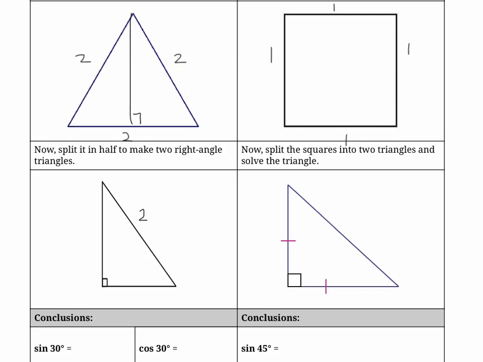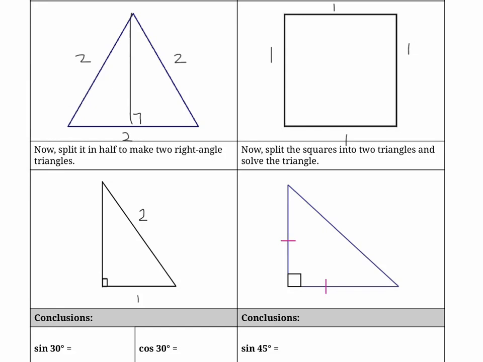Because this is an equilateral triangle, when we bring down a perpendicular line like this, it's going to split this exactly in half. So this is going to be 1. How about this side length over here? How could we find it? Well, we could just use the Pythagorean theorem.